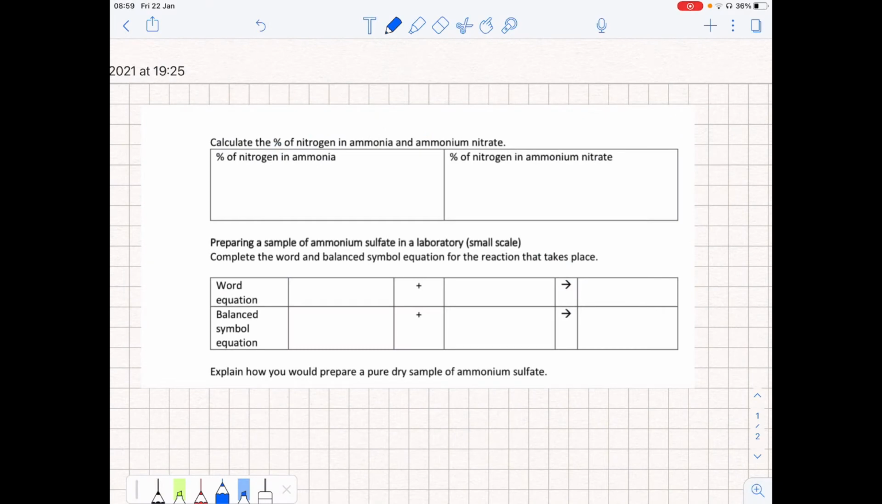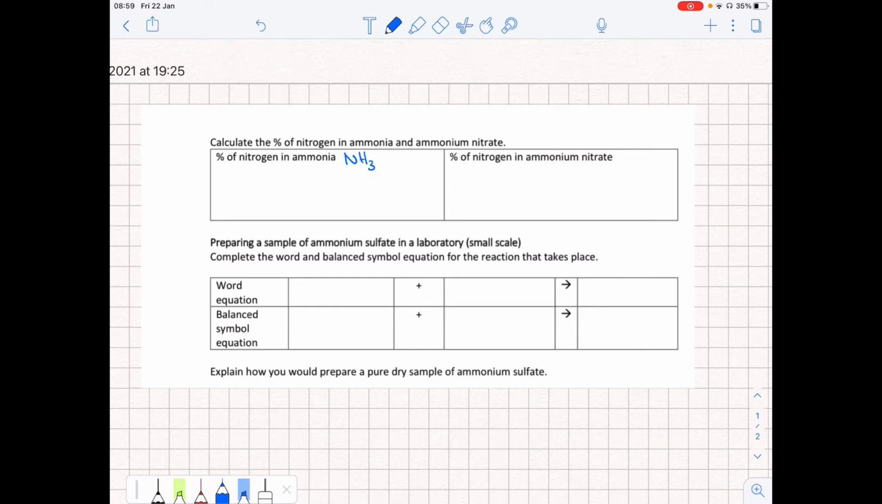Okay, in this video, we're going to go through the notes on the work that I'm asking you to do. At the top of the page, it says calculate the percentage of nitrogen in ammonia and ammonium nitrate. To do this, we have to remember that ammonia has the formula NH3, and what we're going to try and find out is how much of that formula is nitrogen.